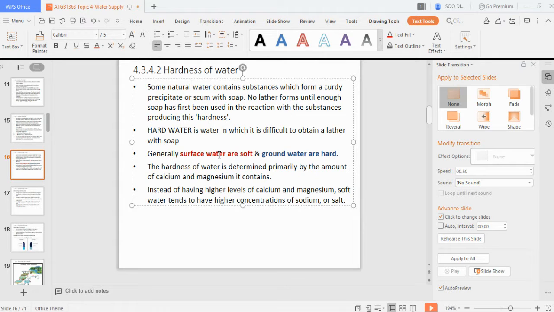When water is soft water, it means that there is less mineral in it, but a higher concentration of sodium or salt. This is surface water. It is soft water. One of the properties of hard water is that it is difficult to obtain a lather with soap. The hardness of water is determined primarily by the amount of calcium and magnesium it contains. The more calcium and magnesium present in the water, the harder it is.